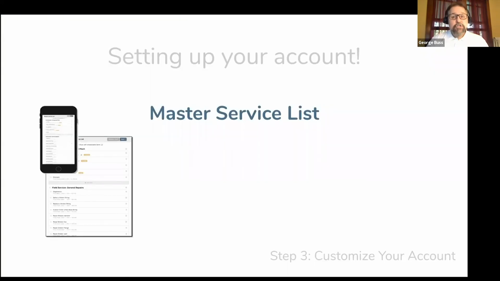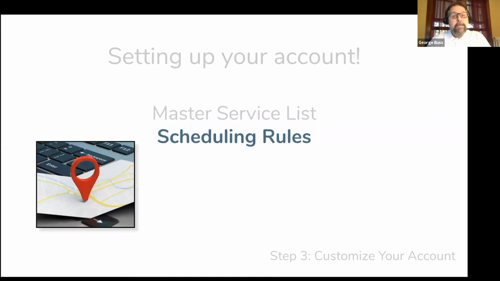The first thing you should do is create your master service list. This will take about 15 minutes and is easy to edit if you ever need to change anything. Next, you'll want to set up your scheduling rules. It only takes about 30 minutes. Once your data import is complete, we recommend spending a little more time testing everything to ensure Gazelle is going to book you the way you want to be booked.